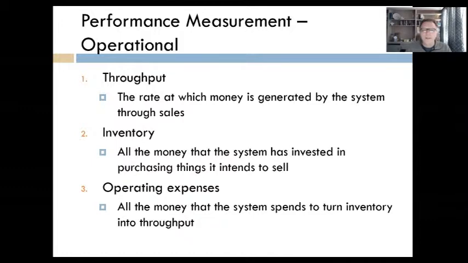Inventory, you have to look at the money that's tied up with material on your floor, material in your office. It's money invested to make things that you intend to sell later on, but while it's inventory, it's not doing anything for you. And then there's the operating expense, which is the money it takes to convert the inventory into sellable material. It's what it takes for you to spend to turn that inventory into throughput.